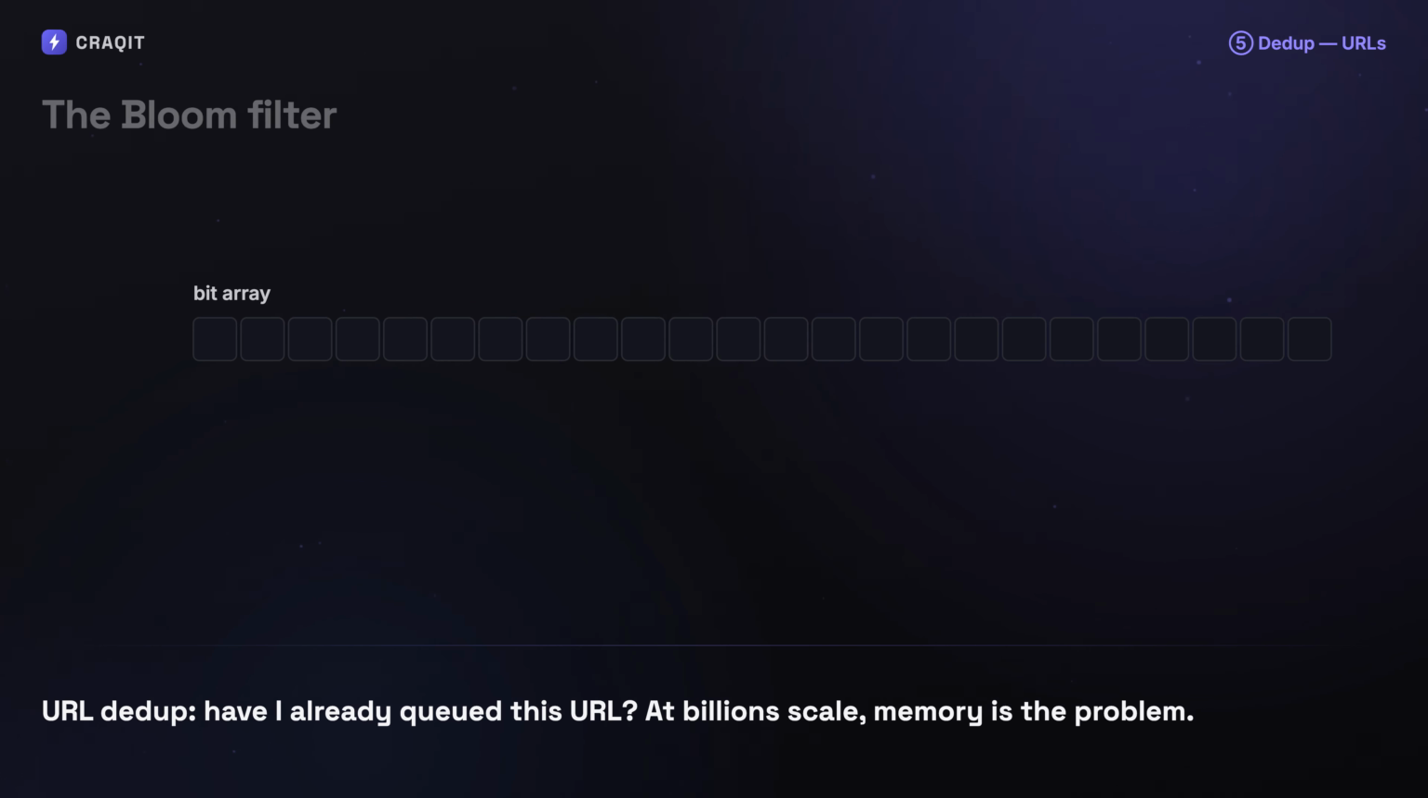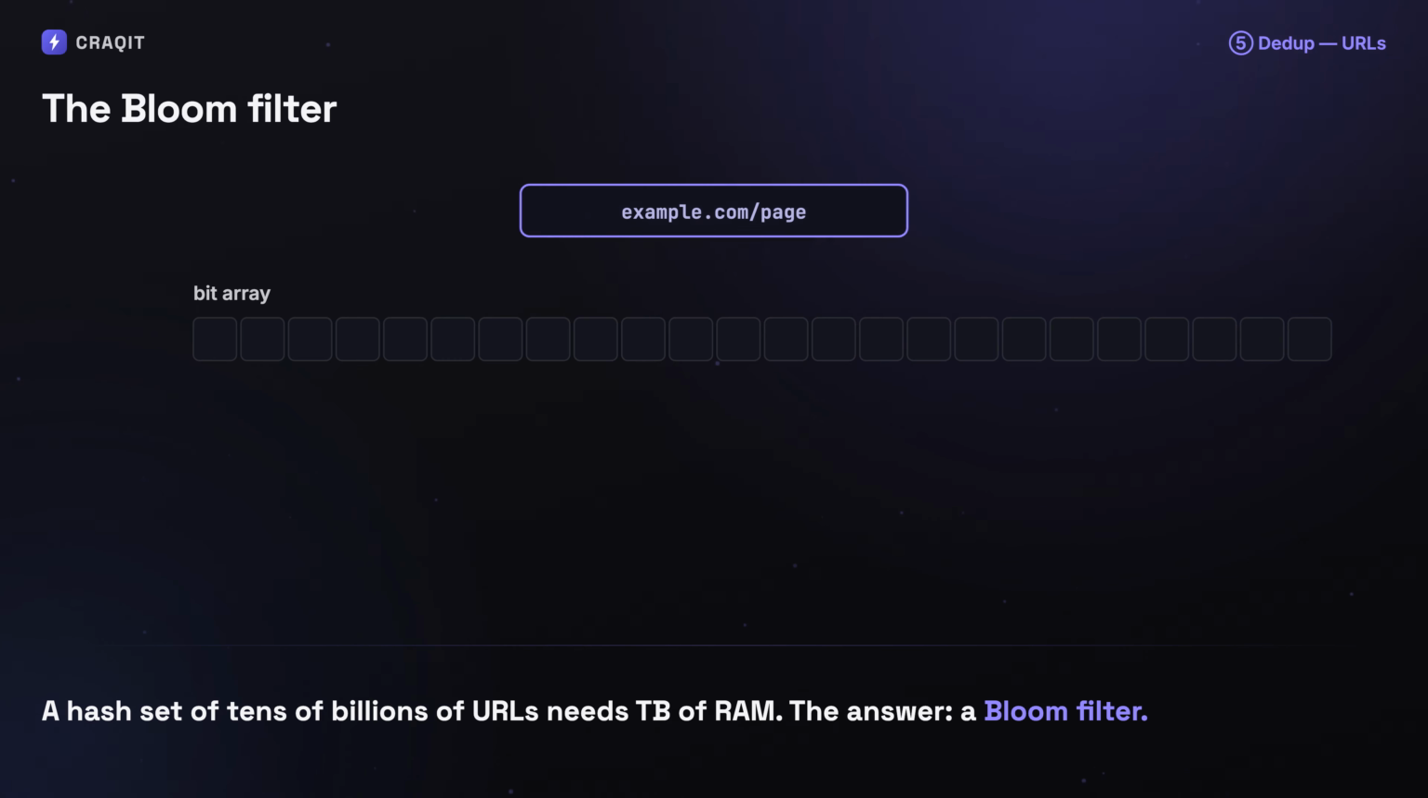The first is URL dedup. Have I already queued this URL? With tens of billions of distinct URLs, a hash set in memory would need terabytes of RAM. We established that in the capacity estimate. The answer is a Bloom filter.